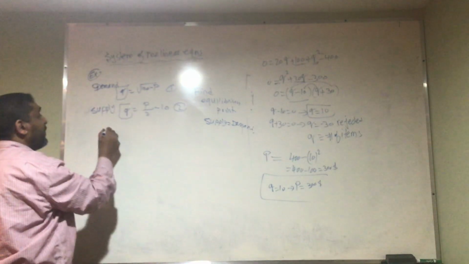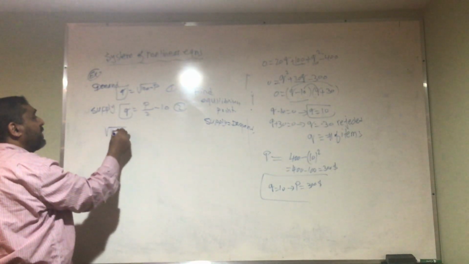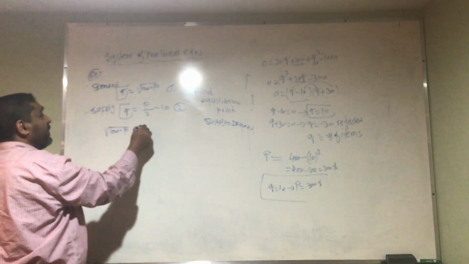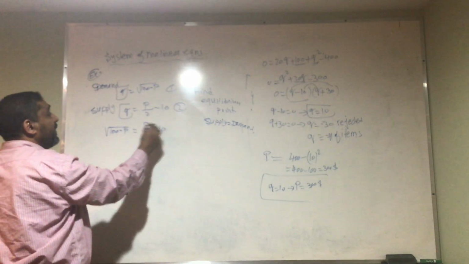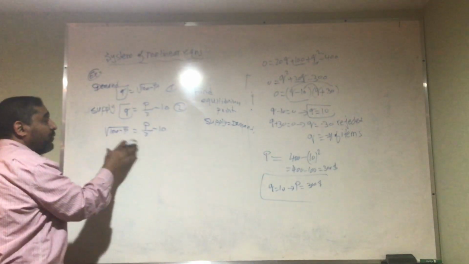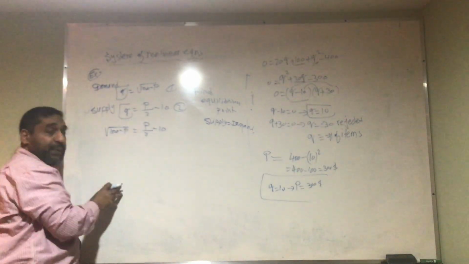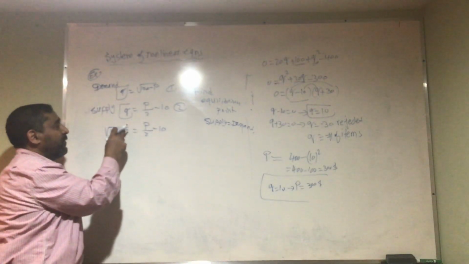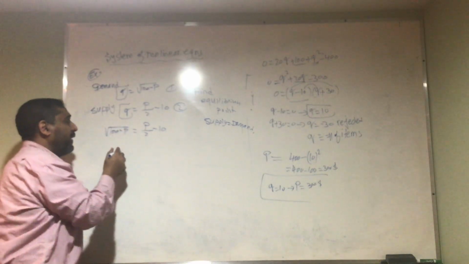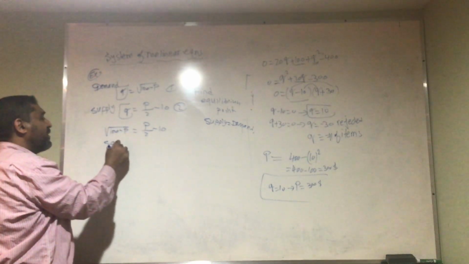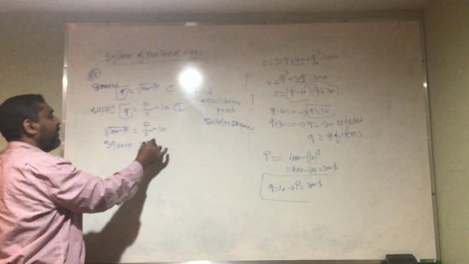So equate them. You have 100 square root of 100 minus P, equate that to P over 2 minus 10. Equate them. So now how to solve this? What is good news? It's one equation in one unknown, which is your P. How to solve this, because you have a square root here? The idea here is to square both sides.